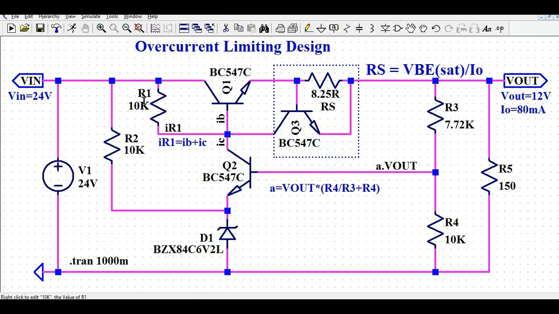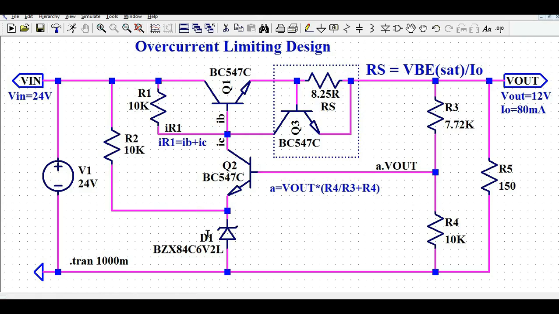And if you look, Q1 is the series pass transistor, and R1 value is 10k. The current flowing through R1, IR1, equals IB, the base current flowing through Q1, and the collector current flowing through Q2. And if you look at R2, it helps to limit the current flowing through this Zener diode.